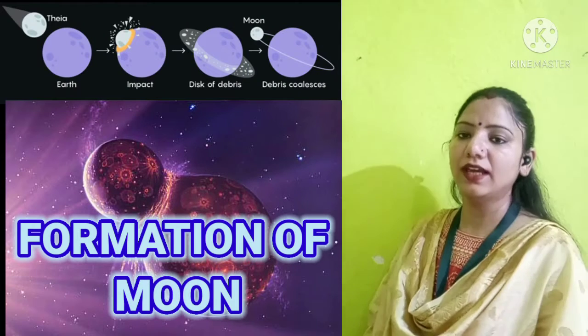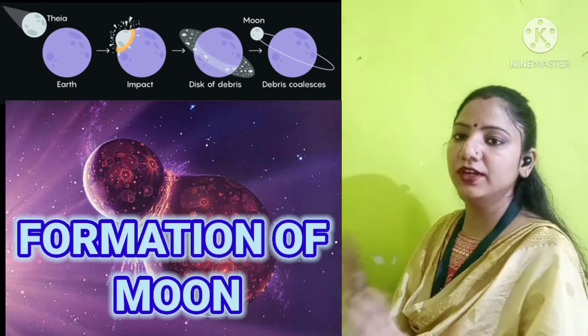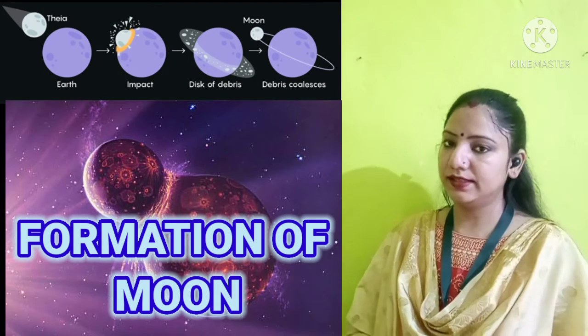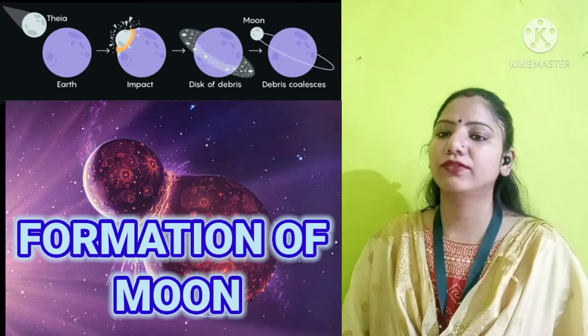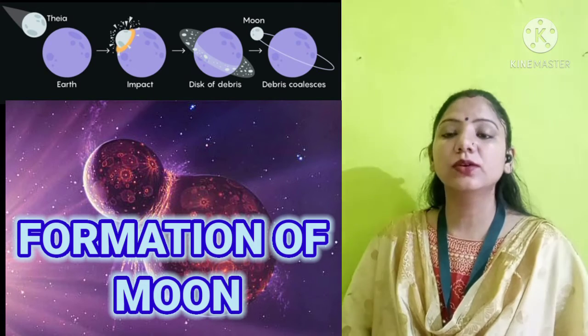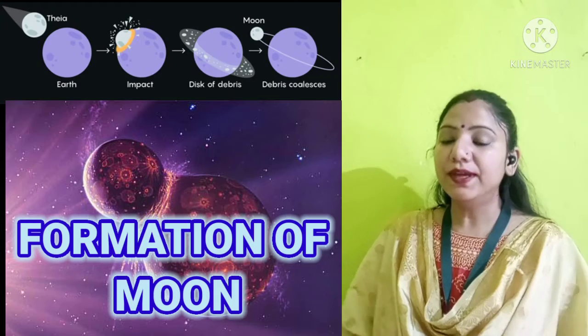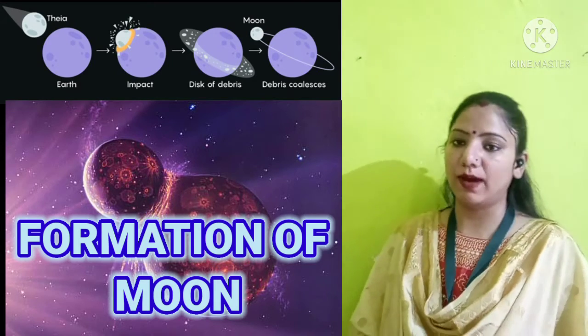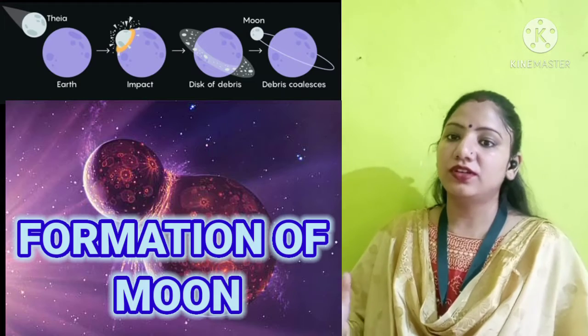Now let's see how the formation of the moon happened. Here we can say one theory behind the formation of the moon is known as the Big Split theory, and the theory was proposed by Sir George Darwin.